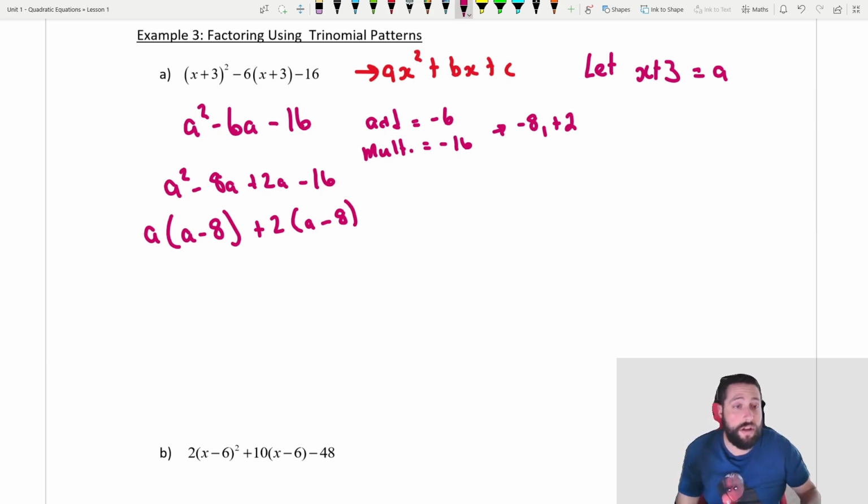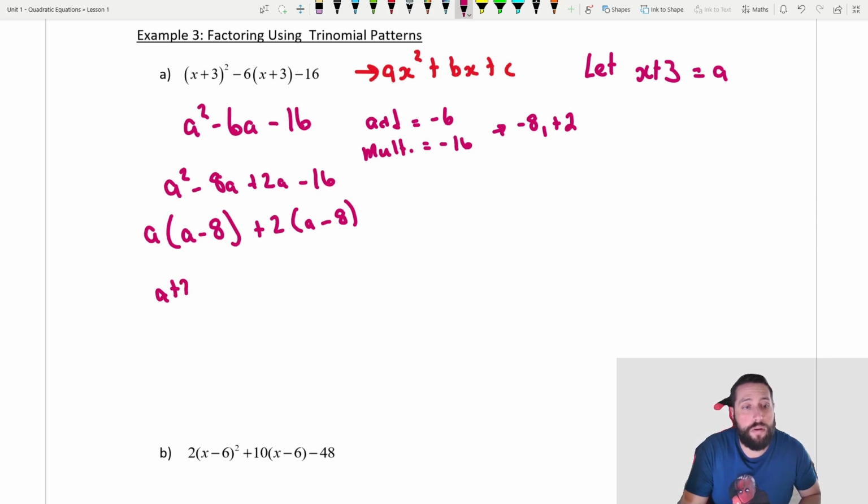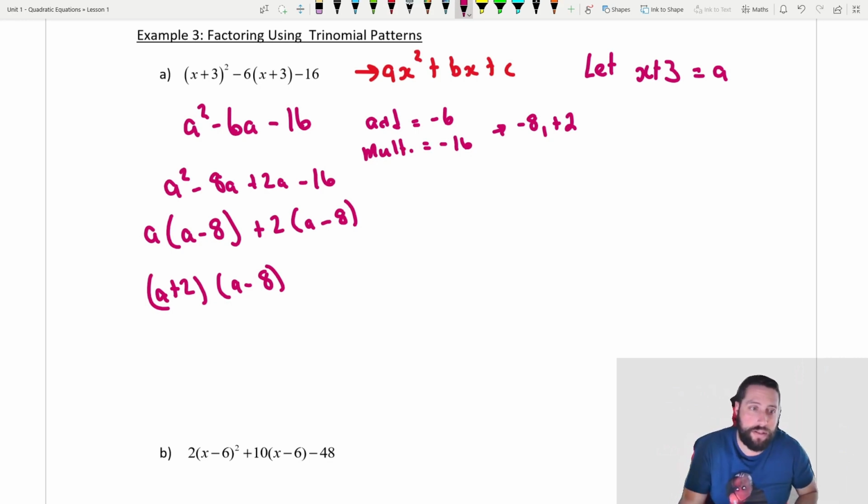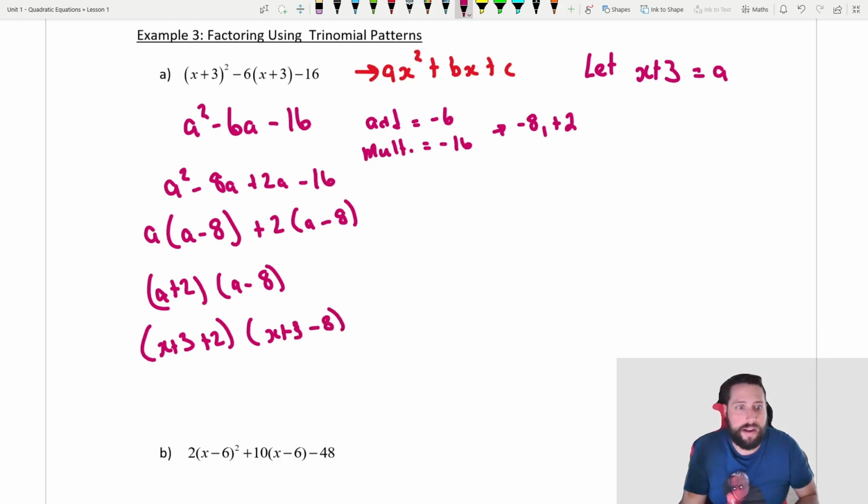So now two brackets are the same. So we can rewrite it so that it's a plus 2 and a minus 8. But remember, a equaled something before. So now we're going to substitute the a, or the x plus 3, back to where a was. So it's going to be x plus 3 plus 2 multiplied by x plus 3 minus 8. And then we simplify so that it's x plus 5, x minus 5.